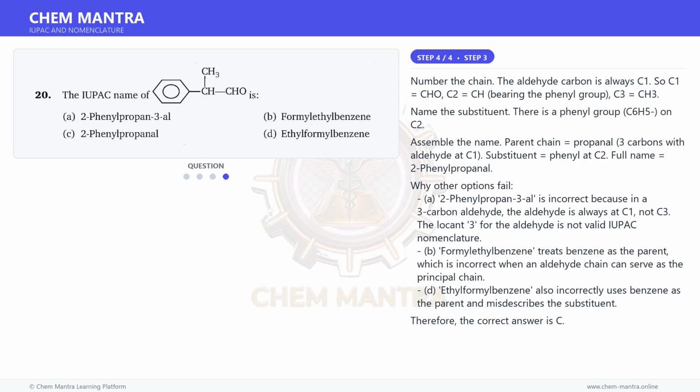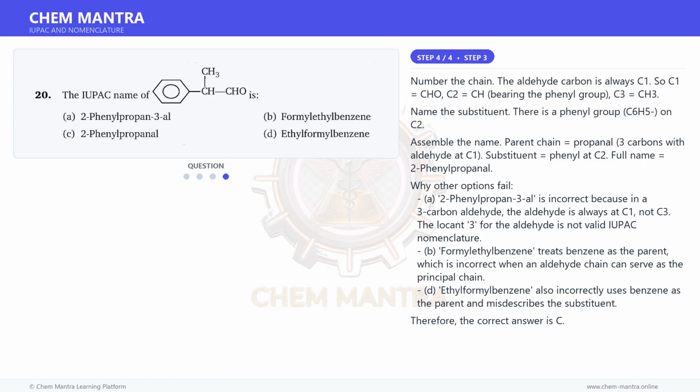And for the final step, number the chain. The aldehyde carbon is always C1. So C1 is equal to CHO, C2 is equal to CH, bearing the phenyl group, C3 is equal to CH3. Name the substituent. There is a phenyl group, C6H5, on C2.